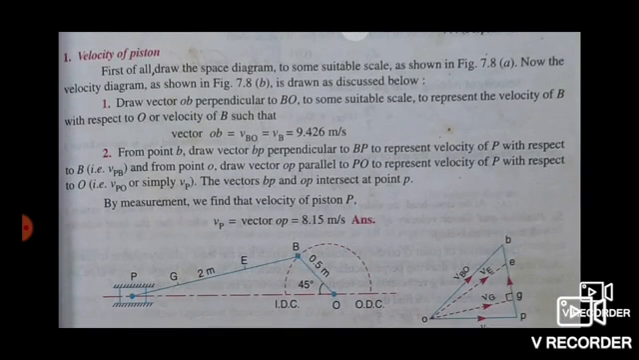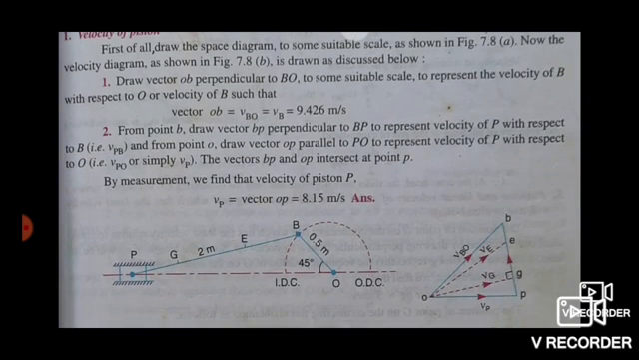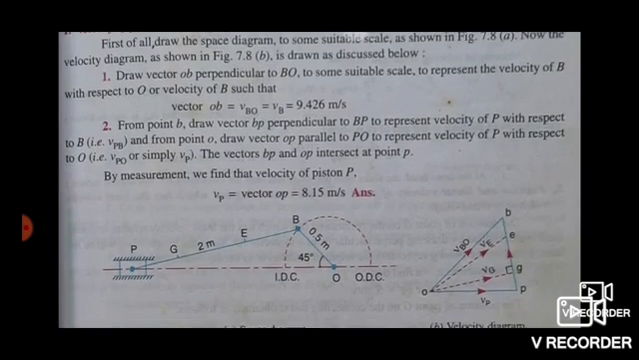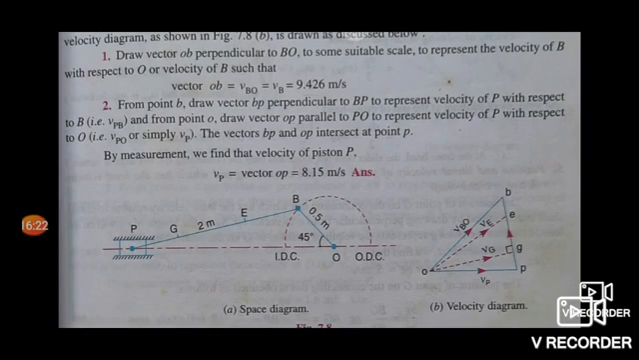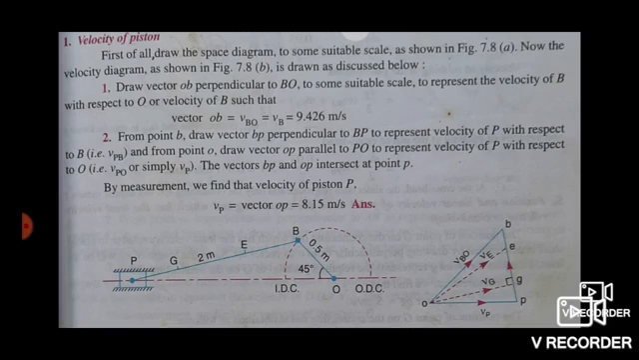Next, first point: velocity of piston, we have to calculate. First of all, draw the space diagram to some suitable scale as shown in figure 7.8a. Second, from the first point, draw vector OB perpendicular to BO to some suitable scale to represent the velocity of B with respect to O, or velocity of B, such that vector OB equal to V_BO, V_B equal to 9.426 meter per second.